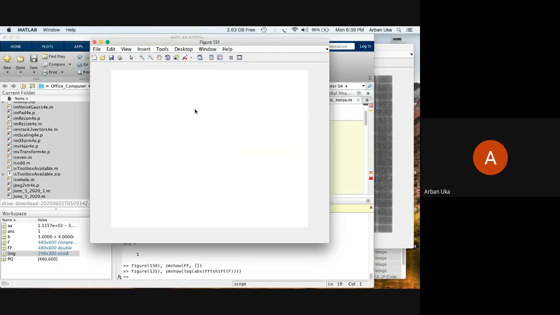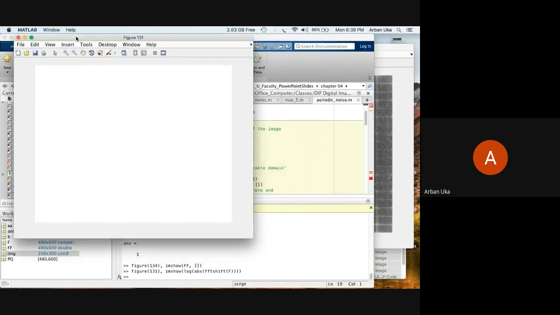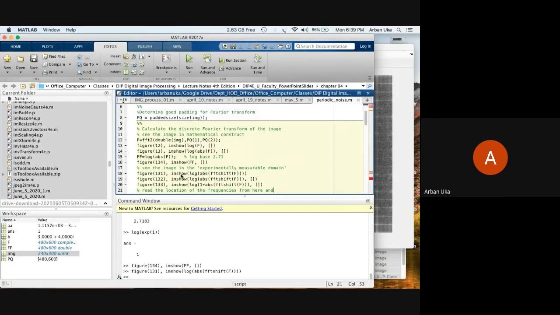So this is the first image. We are completely blind because we have a saturation of the signal here, and because we are using imshow, we are trying to show the logarithmic.